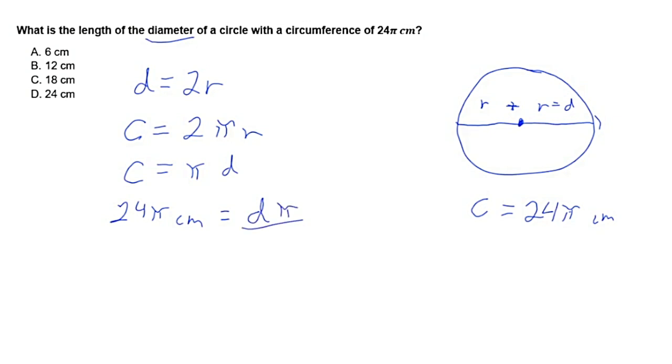Well, it seems to me we could just divide both sides by pi, and that's going to cancel that out there. So now what we have is 24 centimeters equals the diameter. So our answer is D, 24 centimeters.